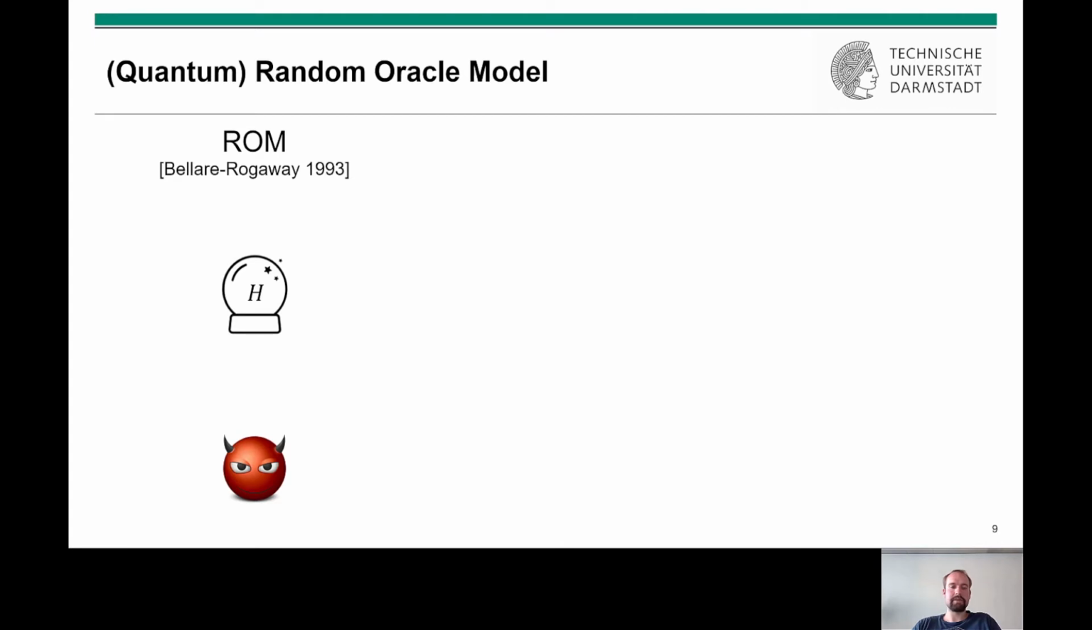But let's go a step back and first review the random oracle model. So this was proposed by Bellare and Rogaway in 1993. So we have the adversary, and the adversary gets access to some random oracle H. What the adversary can do is send some input x to the random oracle and then get back the output H(x) of the random oracle. And this is the model we use to prove certain schemes secure. And then in the real world, what we do is we instantiate the random oracle using a hash function.